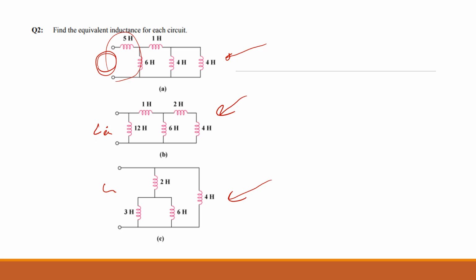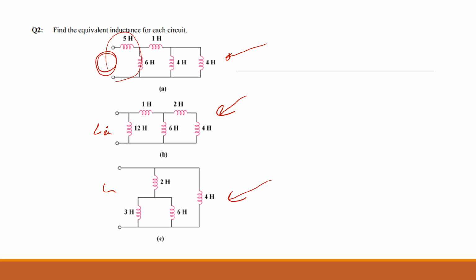Otherwise, you don't have to start from the far end. But as you are confused and don't know exactly how to figure out whether they are in series or parallel, I think this method is better. So start from the far end and come back to the two terminals where we need to find the equivalent inductance. Even for the capacitors and the resistors, do the same so that you won't go wrong.